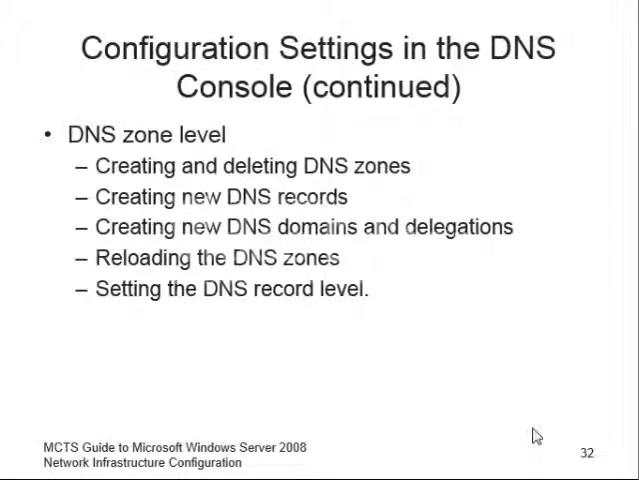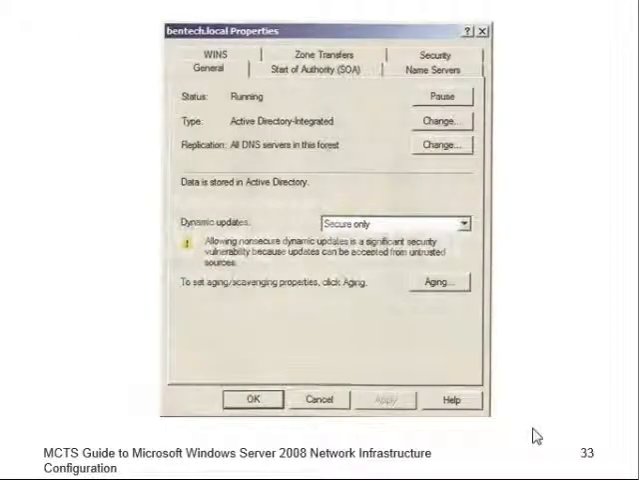Also, you have the Zone Properties dialog box, which contains different tabs that you can use to configure and modify the DNS zones. These tabs are the General, Start of Authority, Name Servers, WINS, for operating systems that still use NetBIOS names, Zone Transfers, and Security. Once again, I'm not going to go into detail on the tabs because you can find it on page 227 of the book as well.